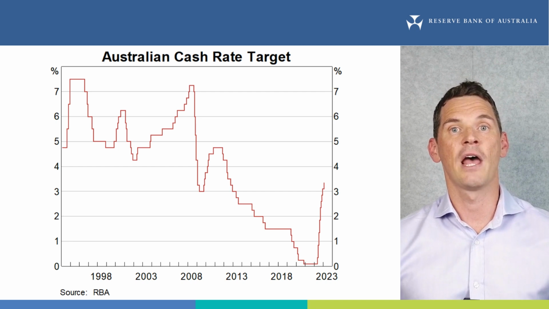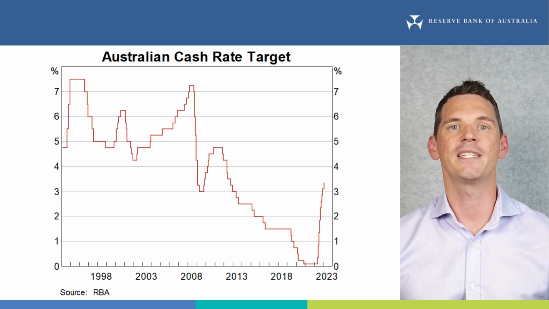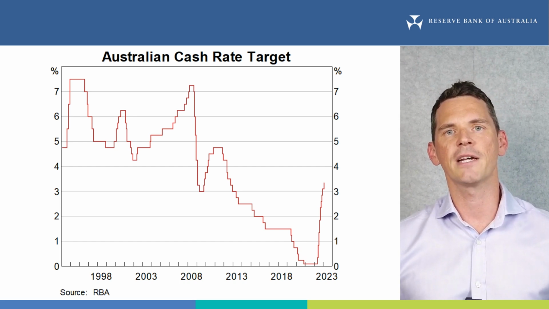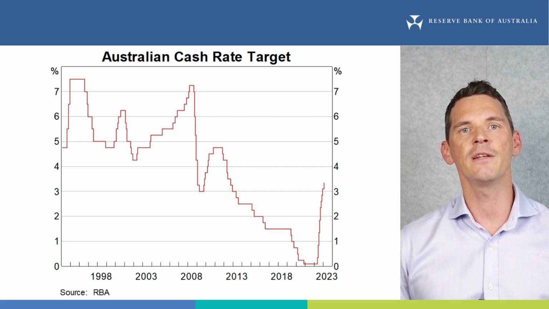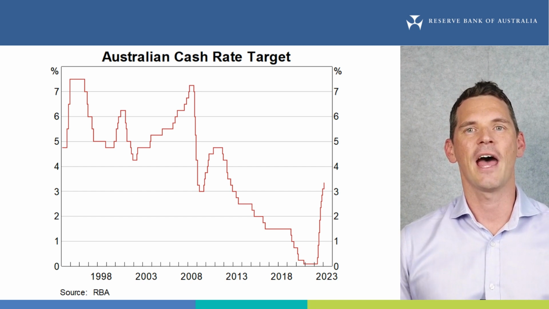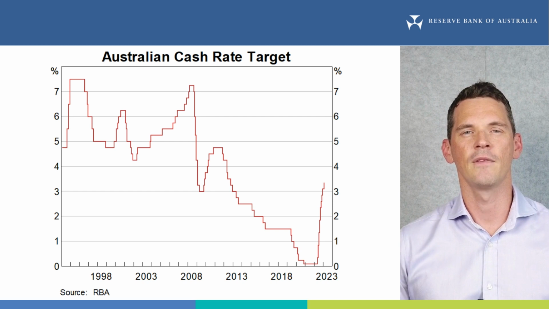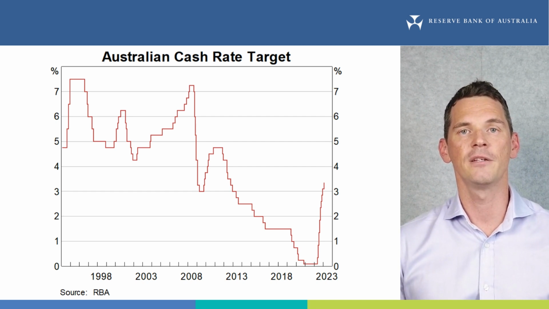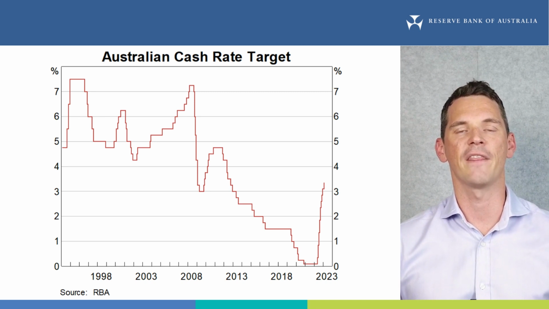To achieve this goal, and as we can see in this graph here, the board has increased the cash rate materially since May 2022. The board expects that further increases in interest rates will be needed over the months ahead to ensure that inflation returns to target, and that this period of high inflation is only temporary. In determining future interest rate movements, the board will be paying close attention to developments in the global economy, trends in household consumption, and the outlook for inflation and the labour market.